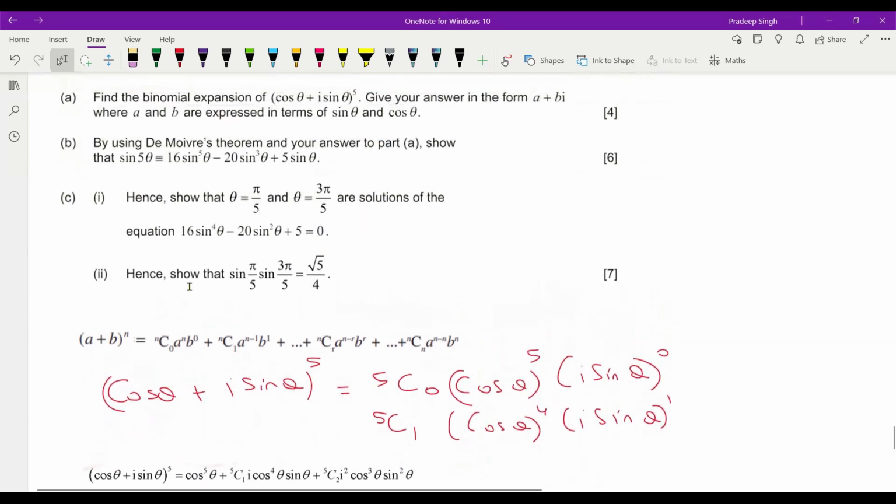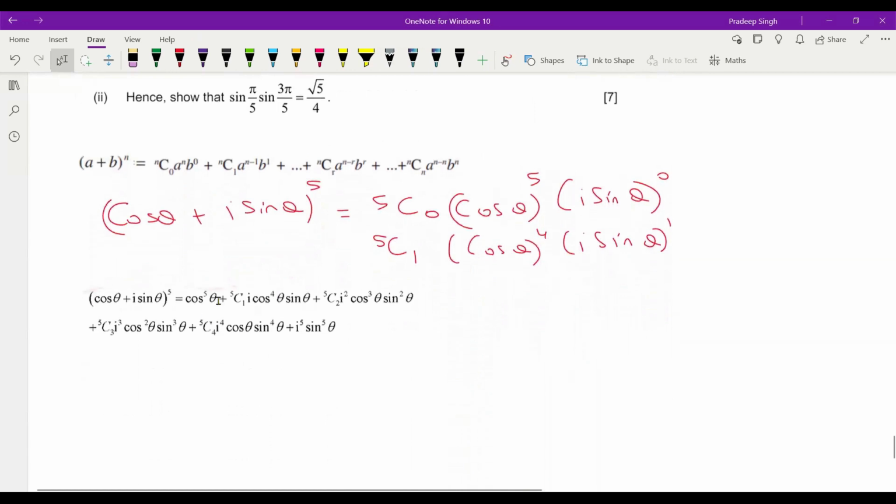Now let's try to simplify this, because in part A, we are supposed to find the answer in the form a + bi. If we club all the real parts together and all the imaginary parts together, we will get this. Cos^5 θ is the first term. Then we have 5C2, which is 10. i squared is −1, so we'll get −10 cos^3 θ sin^2 θ. That's also a real part. Similarly, 5C4 is 5 and i to the power 4 is 1. So that's the last real part.